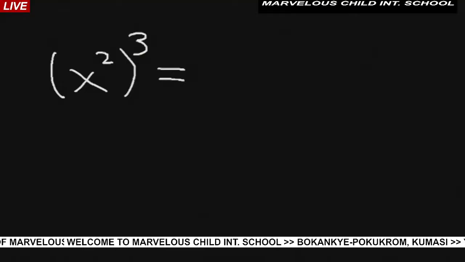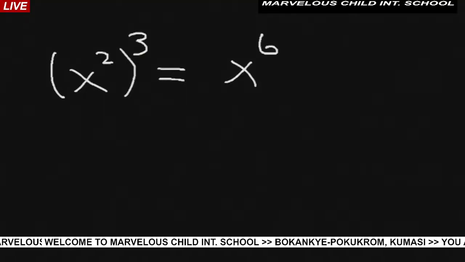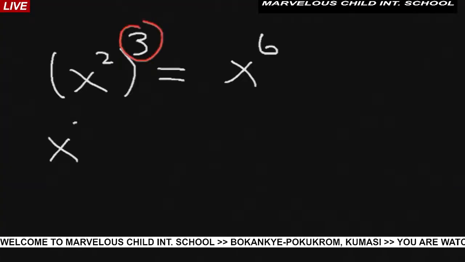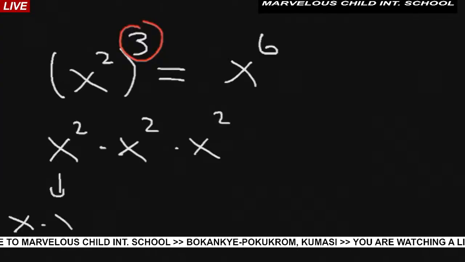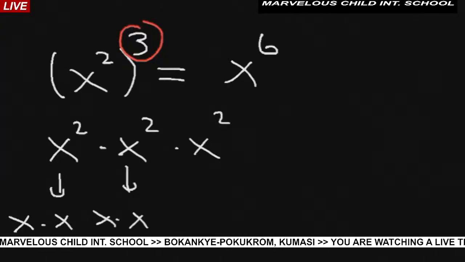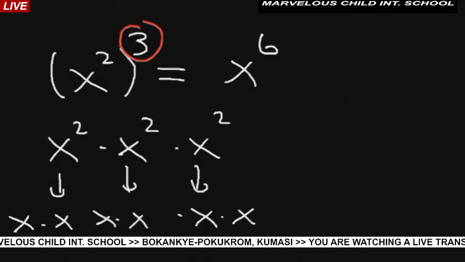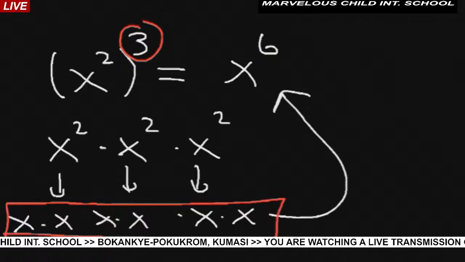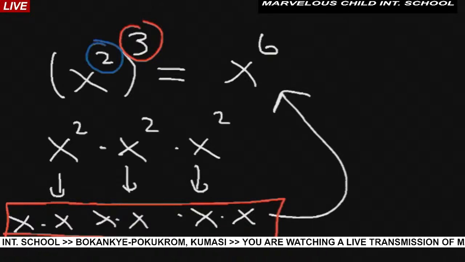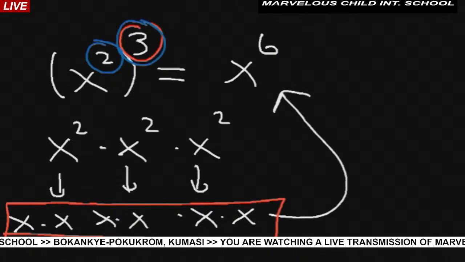Now, why is it that when we raise one exponent to another, we need to multiply instead of add? It's 2 times 3, not 2 plus 3. Why is it x to the 6? X squared to the third power means that we have 3 x squareds. And x squared each is x times x. So we have a total of 6 x variables multiplied to each other. That's why you need to multiply one exponent by the other whenever you raise an exponent by another one.